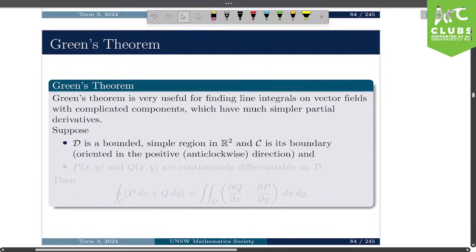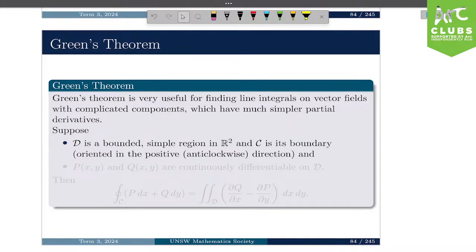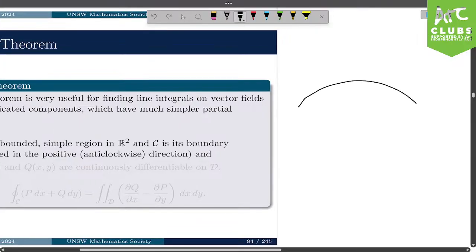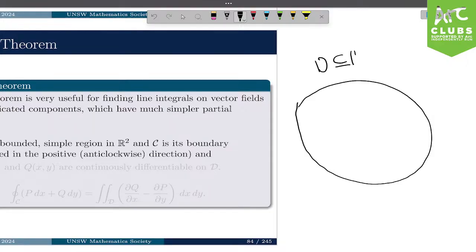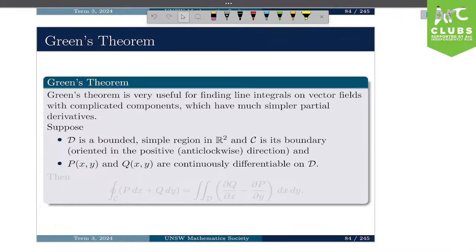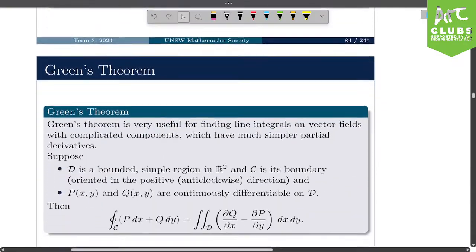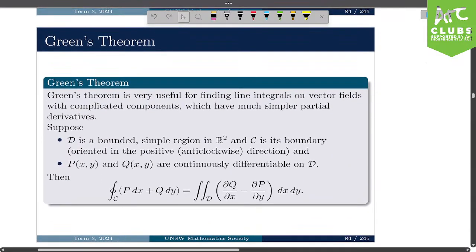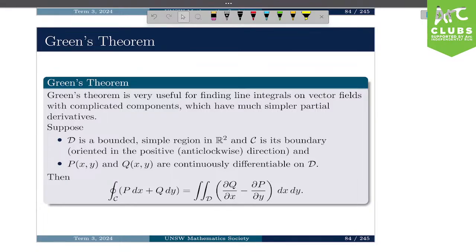So suppose that D is a bounded simple region in R2 and it's got a boundary C which is oriented counterclockwise, the positive direction. So this might look like some region like this, and its boundary is going to be C, which is this counterclockwise oriented thing. Now, we have that these component functions P and Q are continuously differentiable on our region D. So if these conditions hold, we have this expression: the closed line integral of P dx plus Q dy equals this double integral across the entire region using partial derivatives.